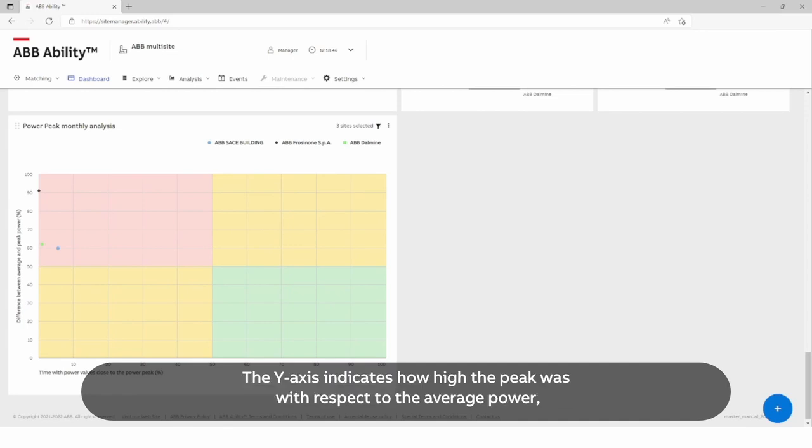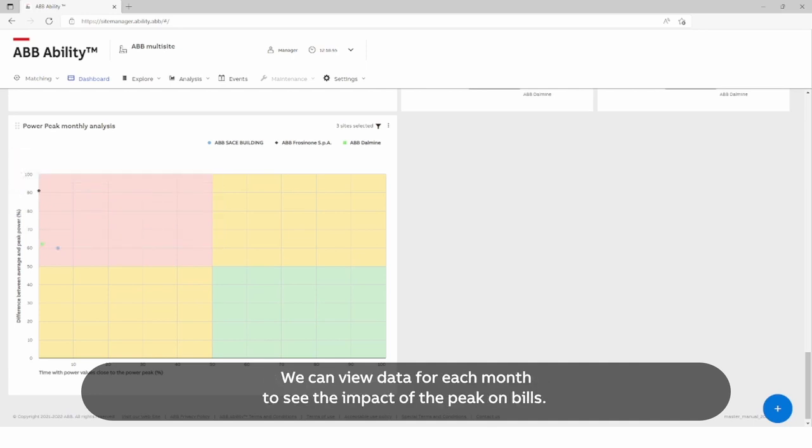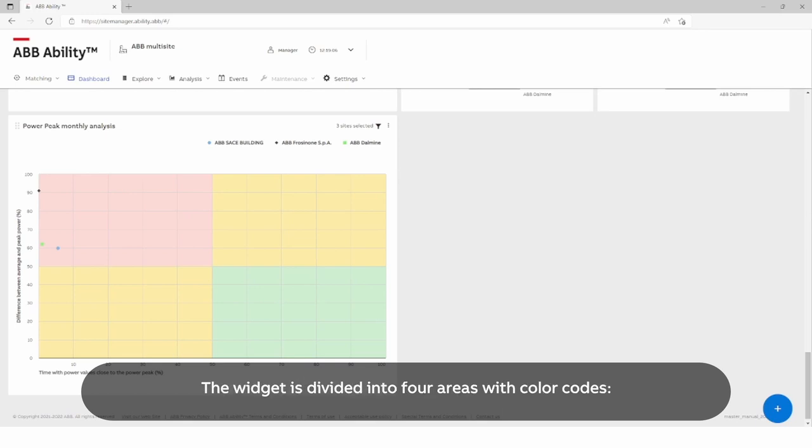The y-axis indicates how high the peak was with respect to the average power, while the x-axis shows how long the high power condition lasted. We can view data for each month to see the impact of the peak on bills. Remember that this graph is available only for one complete month of data. The widget is divided into 4 areas with color codes.